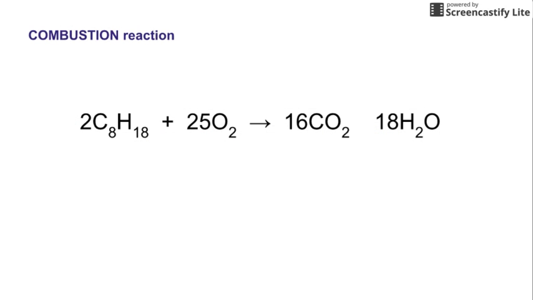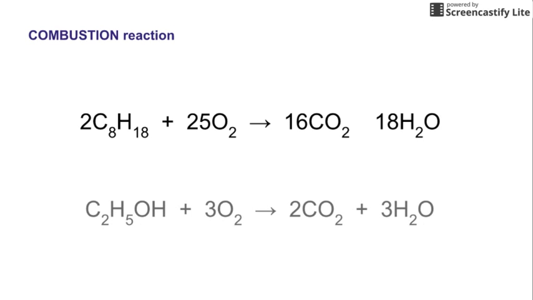In a combustion reaction, we start out with a hydrocarbon, a compound that contains carbon and hydrogen. It combines with oxygen, and the products are always carbon dioxide and water. A combustion reaction can also start off with a compound that contains carbon, hydrogen, and oxygen. It still combines with oxygen, and the products are still carbon dioxide and water. So the equation on the bottom shows a compound, C2H5OH, which has oxygen in it. It reacts with oxygen to make carbon dioxide and water.